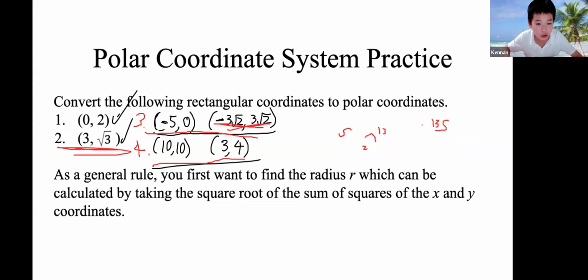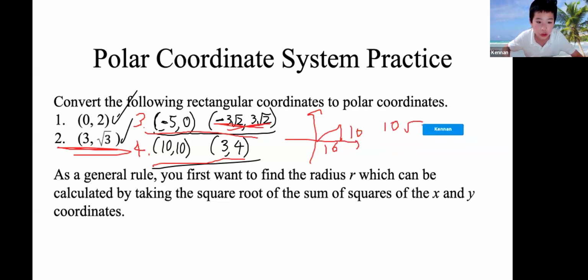Looking at part 4, we have (10, 10). I'll just do it. So this is 10, and this is 10. This is an isosceles right triangle, so the magnitude is 10 root 2, and its angle is just 45. Yes, this is correct for number 4 part 1.